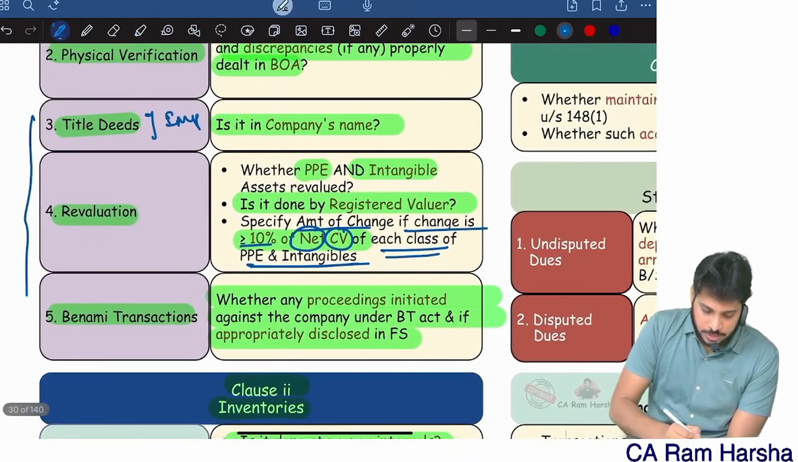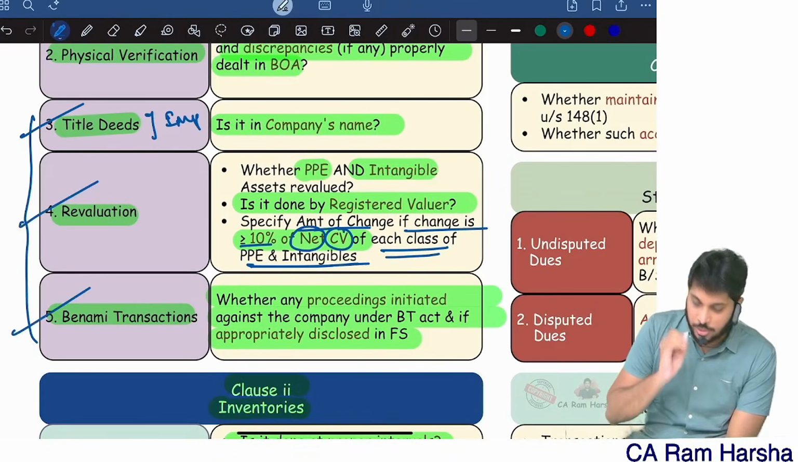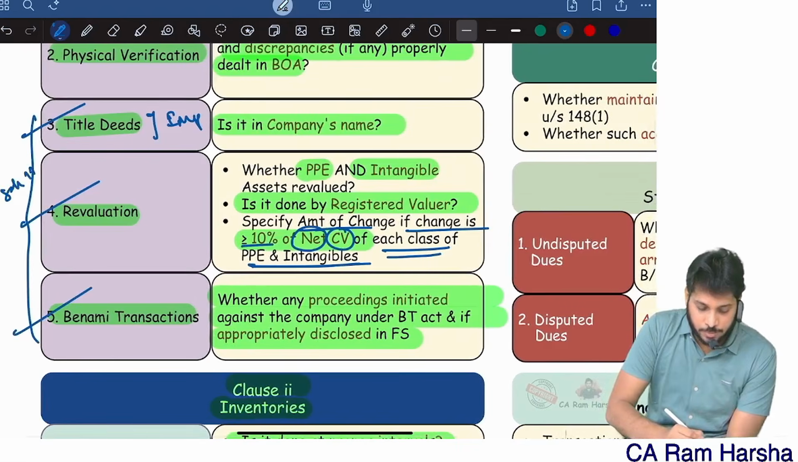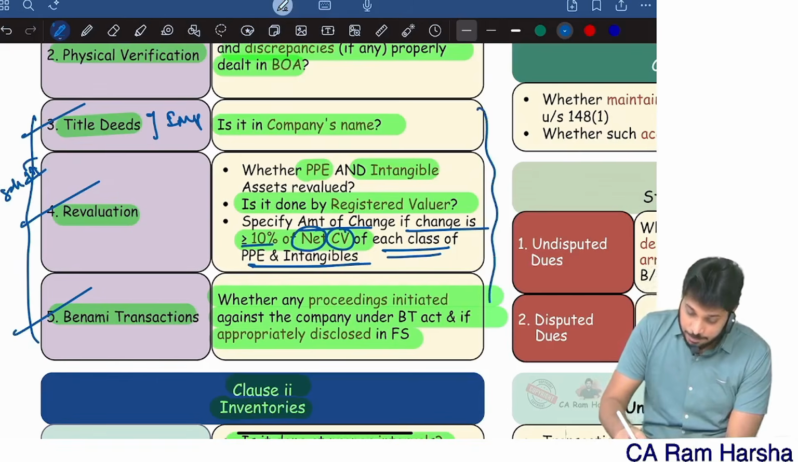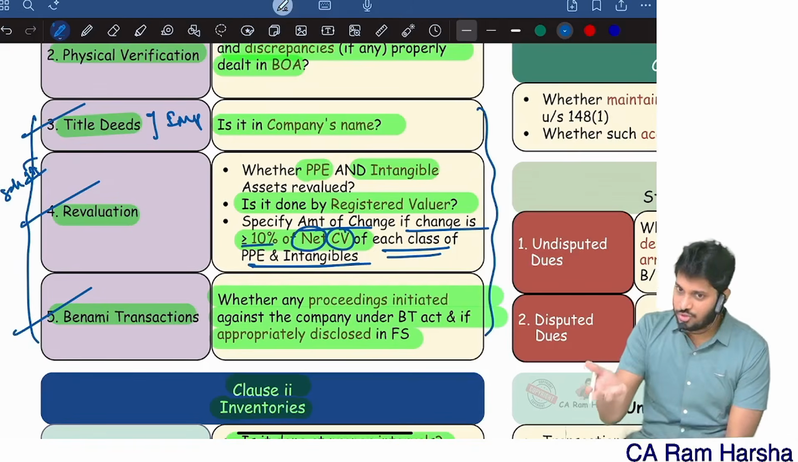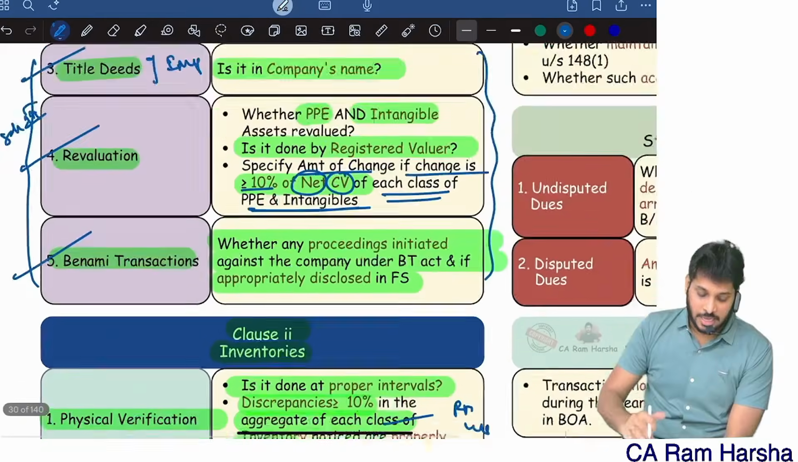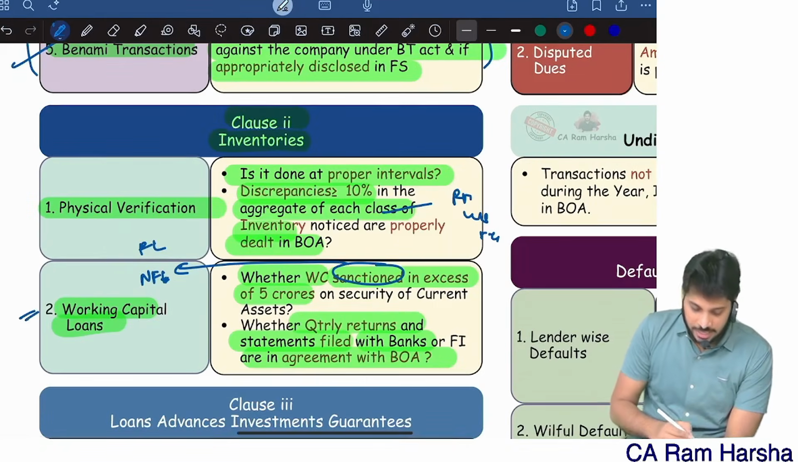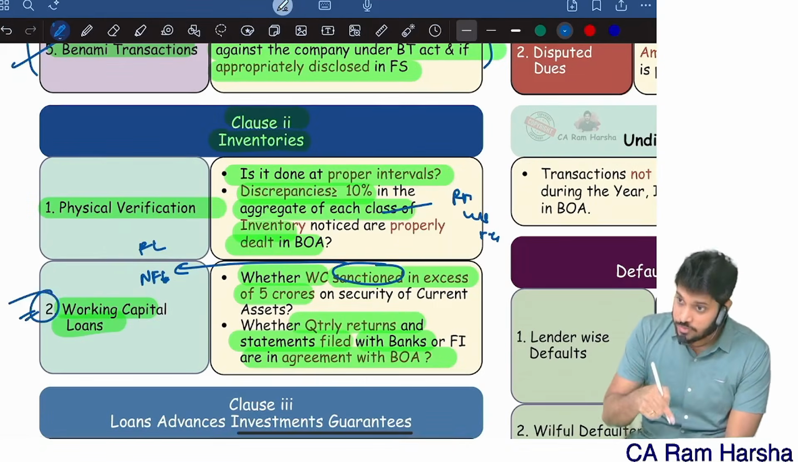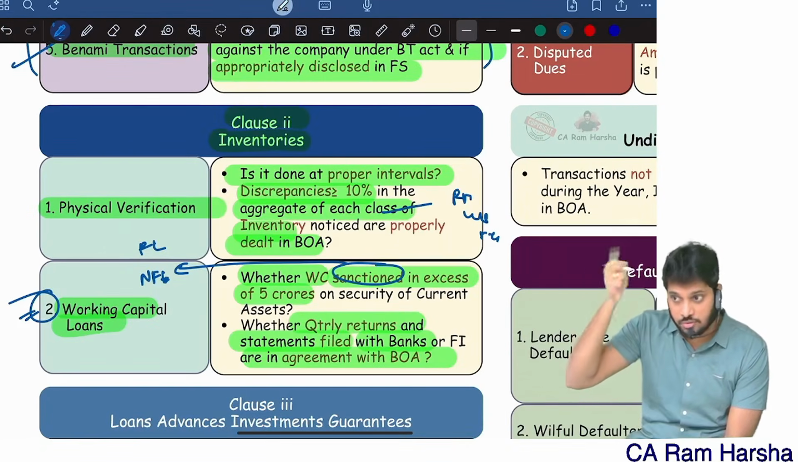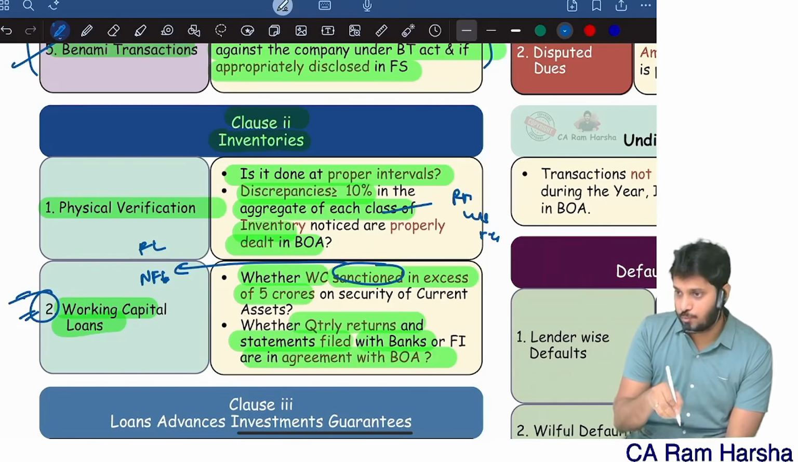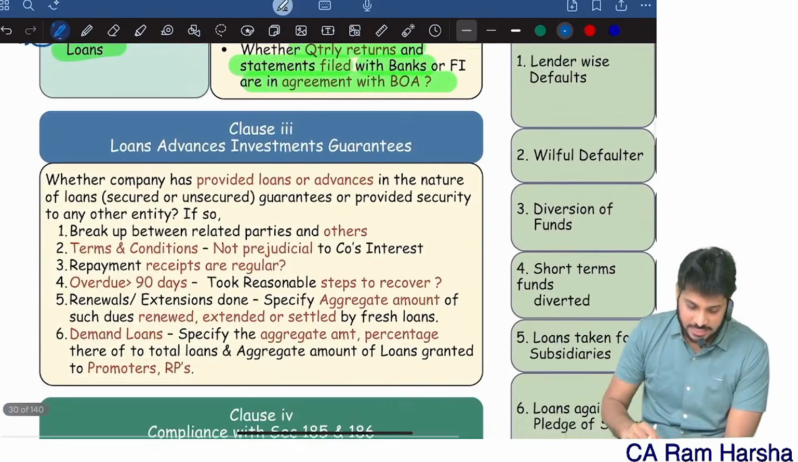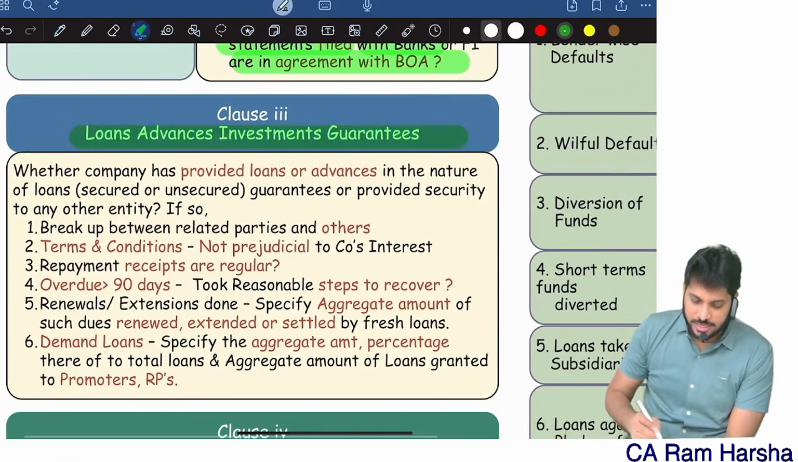And remember, these 3 points, the title deeds point, the revaluation point, the Benami transaction point, these are also to be disclosed in Schedule 3 under regulatory information. In Schedule 3, the company has to disclose these 3. And of course, the auditor also has to report on these 3. Every company has to disclose this in their financial statements, notes to accounts under regulatory information. On the same, the auditor has to comment in CARO. Clear? Next. Loans, advances, investments and guarantees.